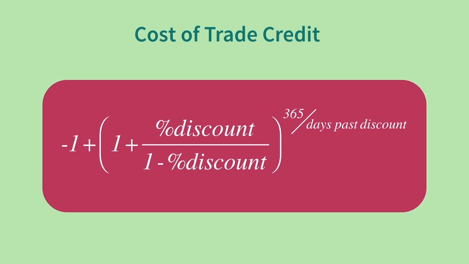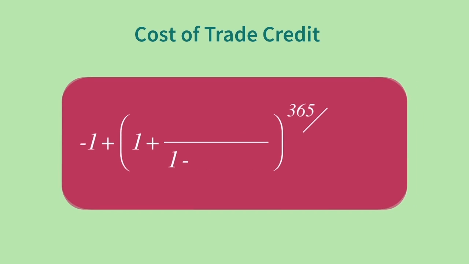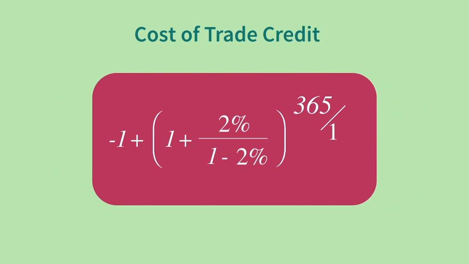the discount. This percentage discount amount is the discount offered for paying the supplier within the certain time frame. And this days past discount figure is pretty self-explanatory. It's the number of days after the last day of the discount that we actually end up paying. If, for example, we choose to pay on the 20th day, we lose the 2% discount for the benefit of holding cash for an extra 10 days. Using the formula, that indicates a cost of trade credit of 109%.